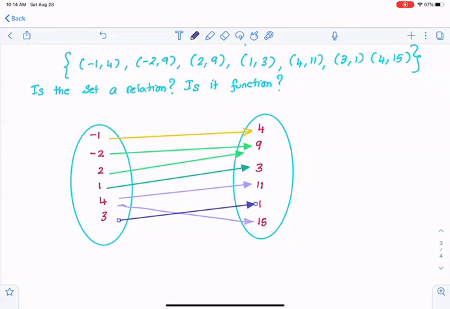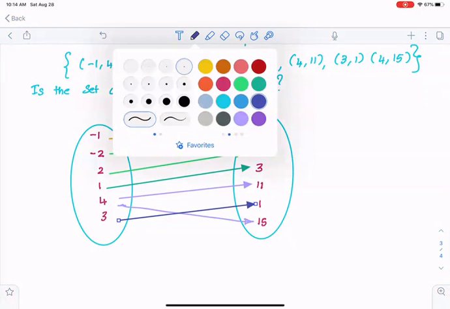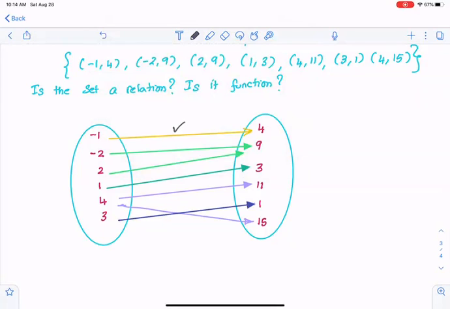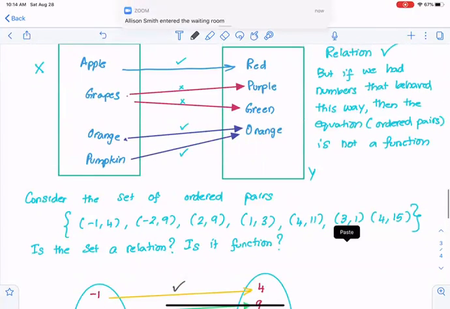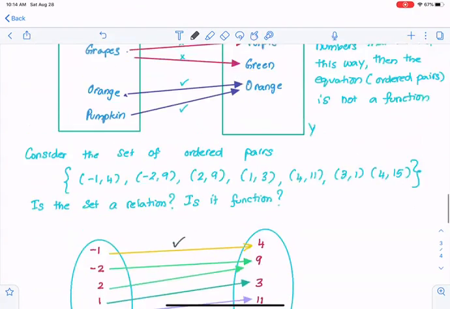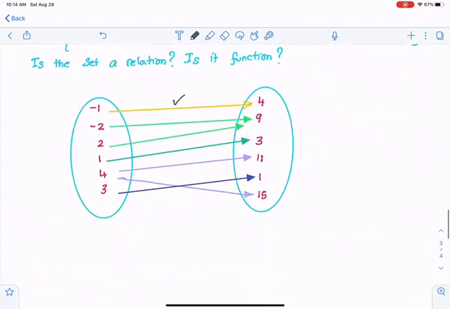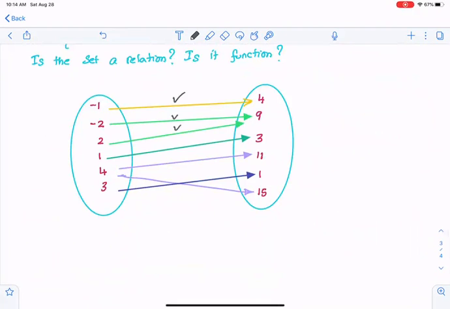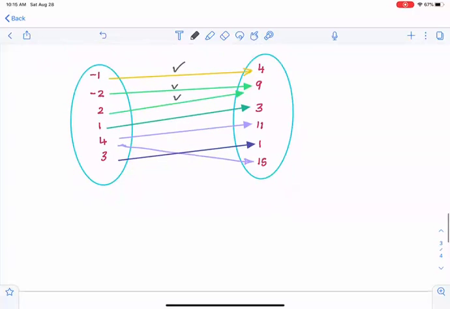So 1 to 1, this is okay. 2 different x values can go to the same y value. So we had orange, pumpkin. Both of them went to orange. So the one in purple, if you look at the sketch right here, resembles the orange, pumpkin type of relation to orange. So that's okay. 1 to 3 is also 1 value to 1 value, so that is okay.